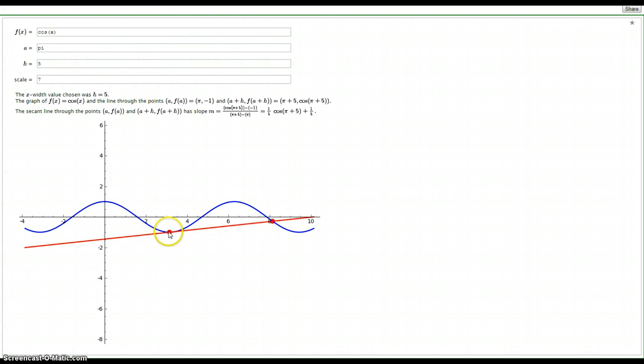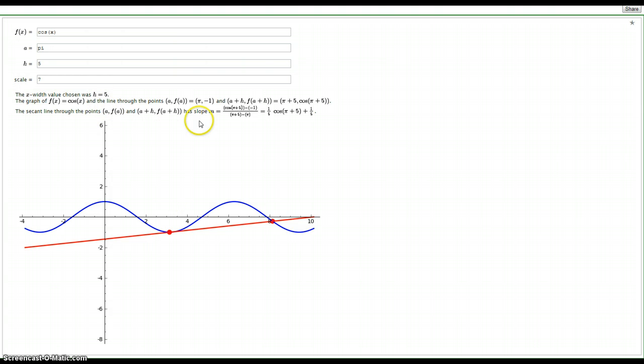There we go. Okay, so now we have the point pi comma -1. That will be our fixed point. That will always be a point that determines the secant line. And then the other point, well, that'll depend on the h value. And h, remember what happens is if we look at the x-coordinates of the 2 red points, then they will be this distance away. Right now, 5.